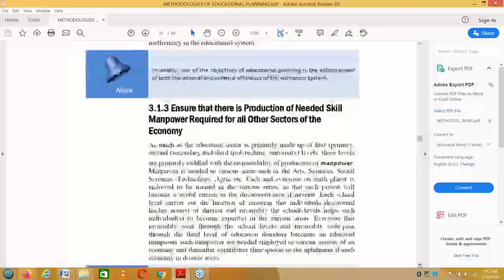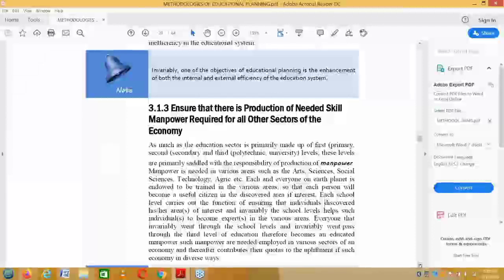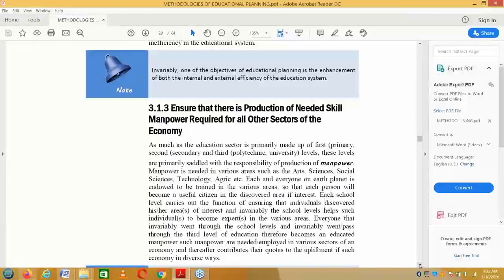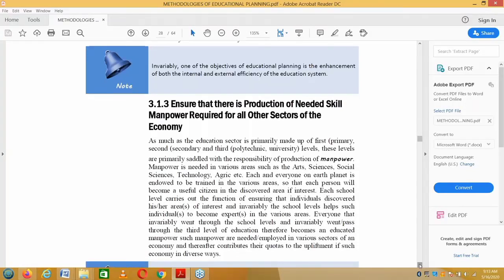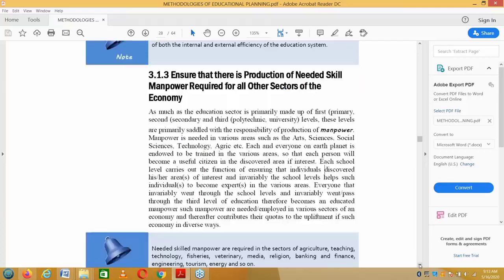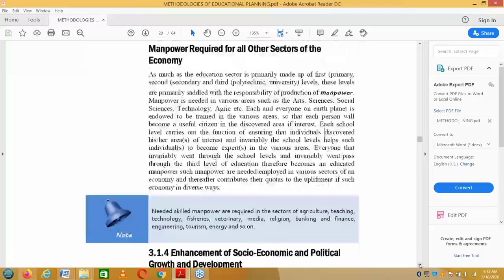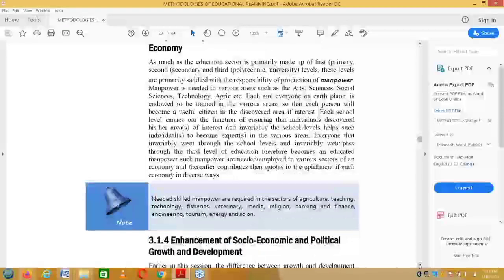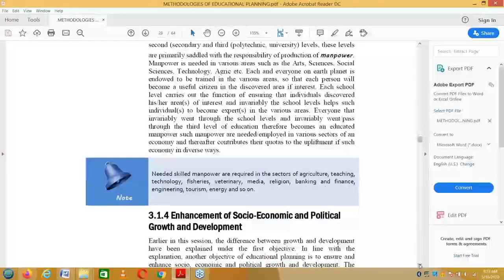So everyone who went through the school levels and also went through the third level of education therefore becomes an educated manpower. Such manpower are needed and employed in various sectors of an economy, and thereafter they contribute their own quota to the upliftment of such economy in diverse ways.